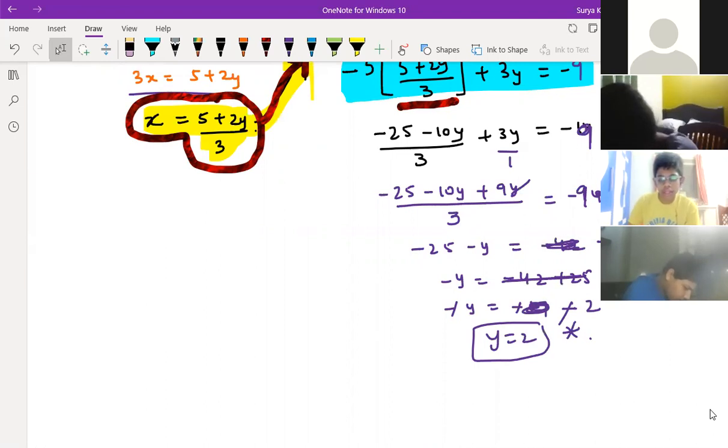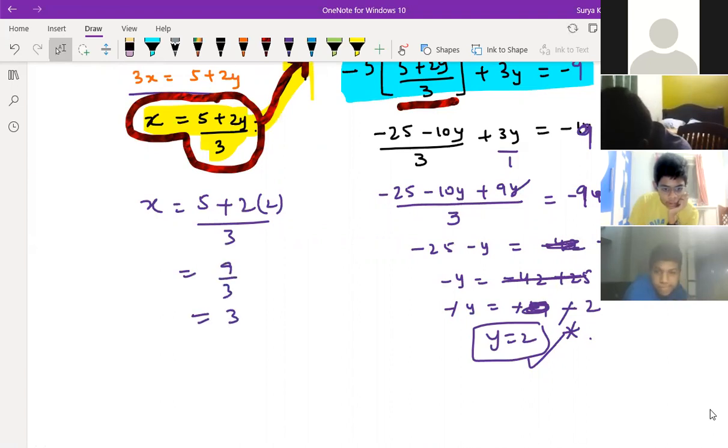Now put the value of y here in this equation. x is equal to 5 plus 2 into 2 divided by 3. 5 plus 4, 9 by 3. You get the answer. It's clear now? Just check once. Only one mistake we have done, that is not minus.